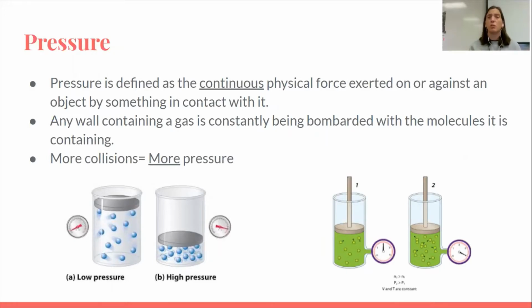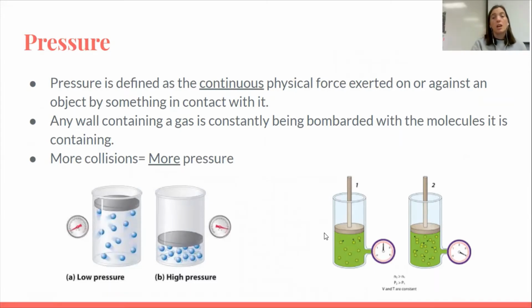Pressure is defined as the continuous physical force exerted on or against an object by something in contact with it. Any wall containing a gas is constantly being bombarded with molecules it's containing. The more collisions it has, the more pressure there is. So here, for A and B, it's the same amount of particles. A has a lot more space, which means the particles can move around more, which means that there's less collisions with the wall. So this has low pressure. With B, they push the lid down, so there's a lot less space, the same amount of particles, but when they have a shorter distance to travel, that means they're going to collide with the walls more. So that gives it a high pressure.